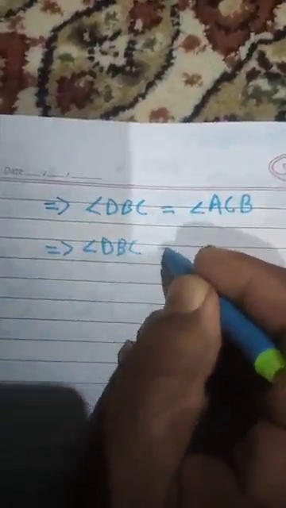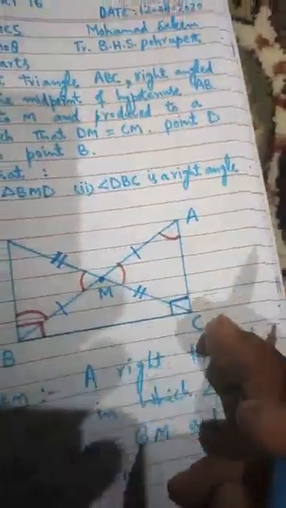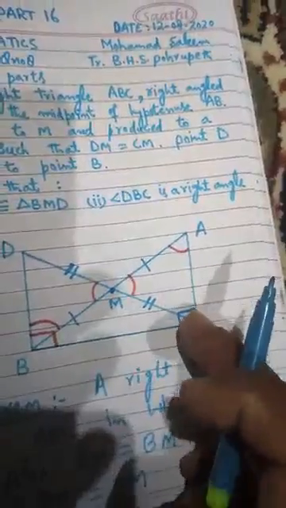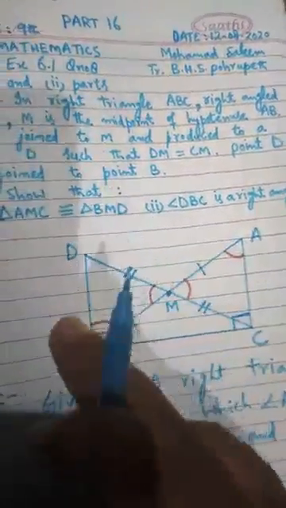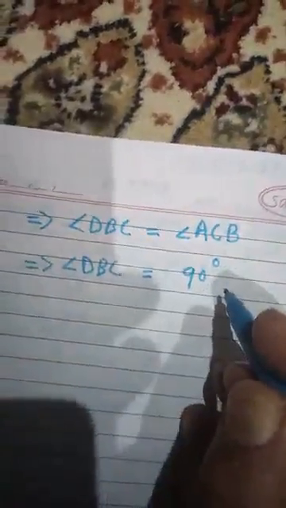Or we can write angle DBC is equal to 90 degree, because angle ACB is a right angle, that means 90 degree angle. So angle DBC will also be equal to 90 degree. Here we have written angle DBC is equal to 90 degree.